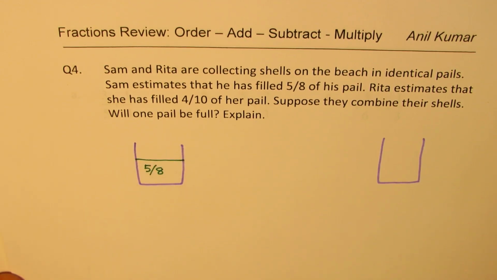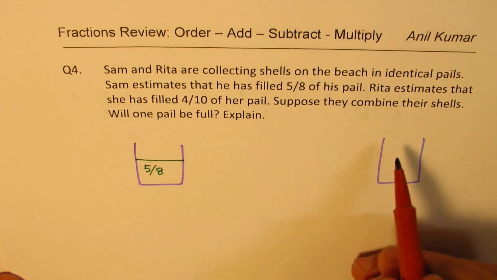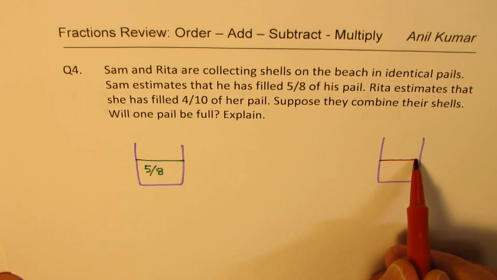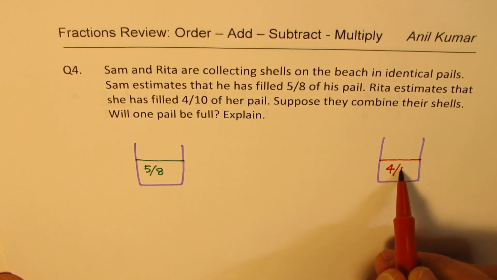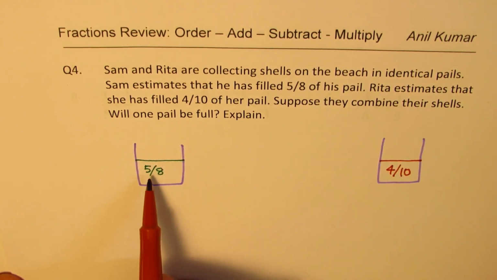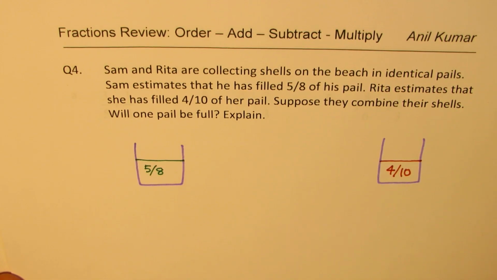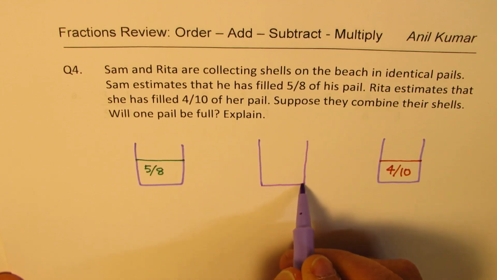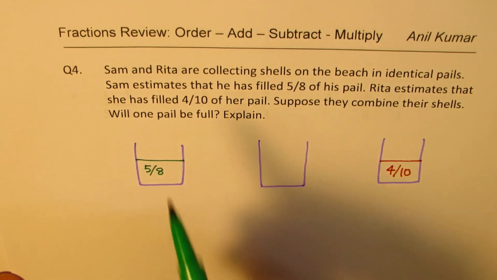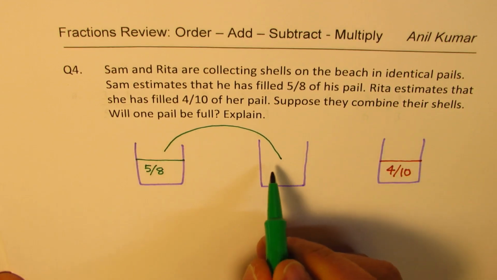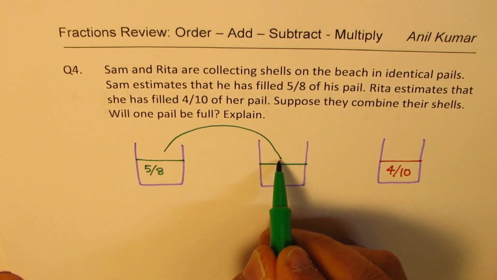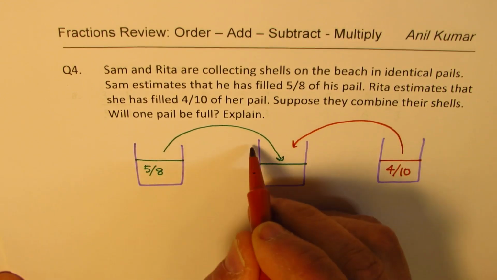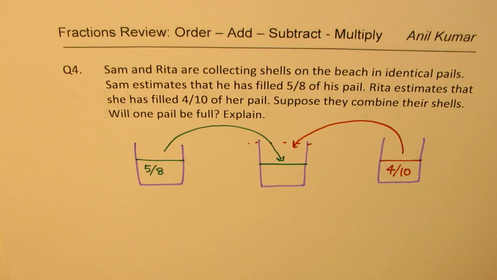The other one has filled it to 4 over 10, which is slightly less than half. 5 over 10 is half, right? This is 4 over 10. Now you have to confirm whether, when we mix them up, let's say we put them into the third one, which is of the same size, right? If we put this, we get something like this, and then we put this, will it top up or not? That is what we have to look for.